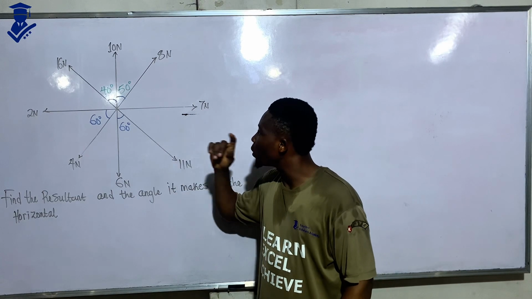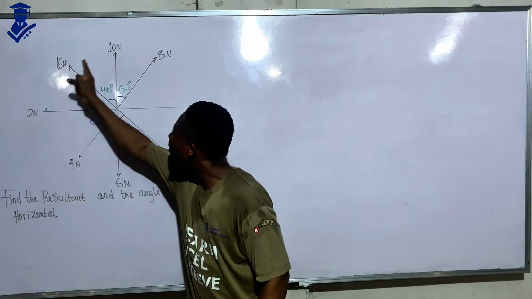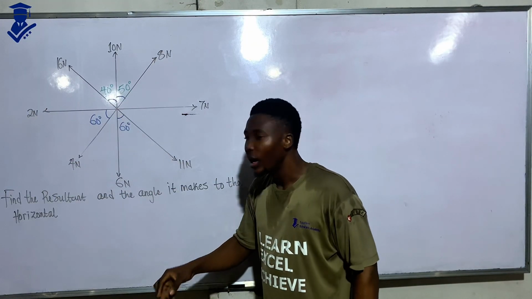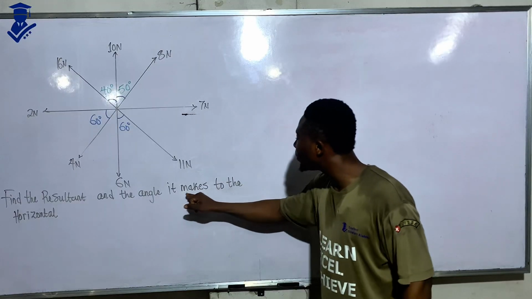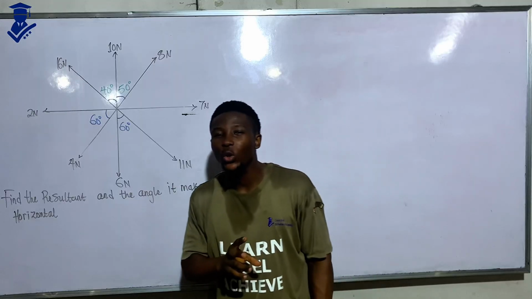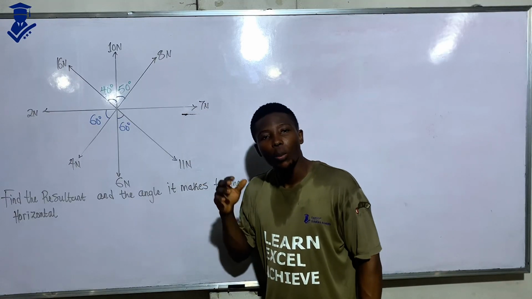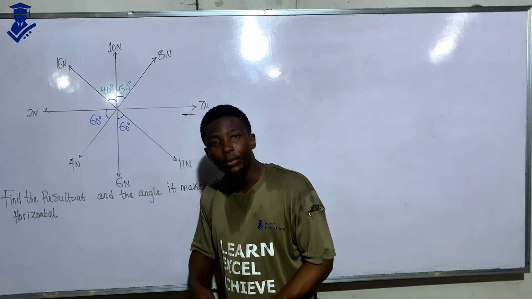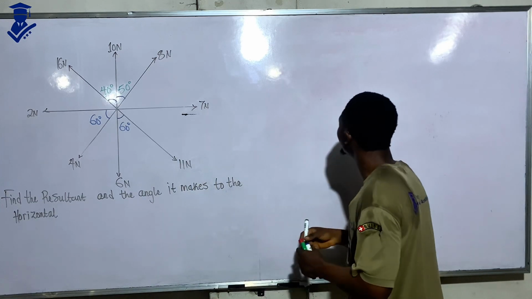Guys, we have this question and we have more than two forces acting at this point. We're asked to find the resultant and the angle it makes to the horizontal. Now, in my last video, I explained how to resolve more than two forces acting at a point. Let me give a reminder of what I said in the last video.